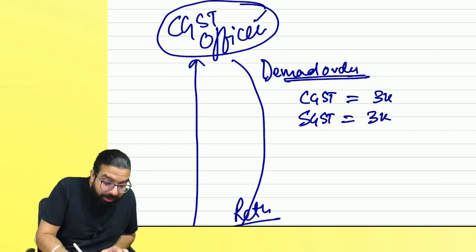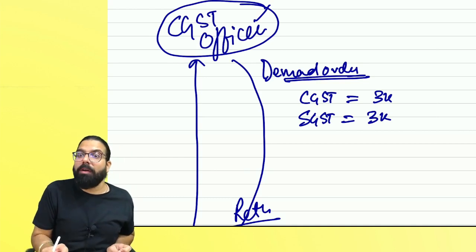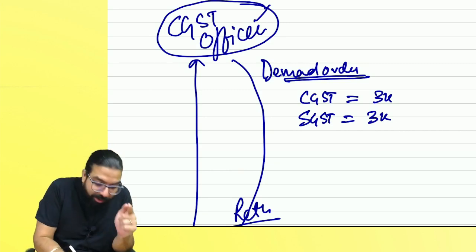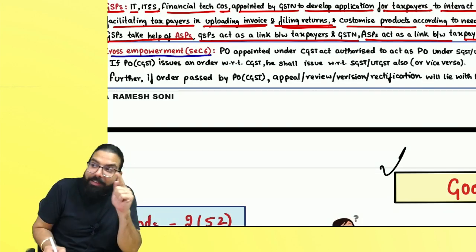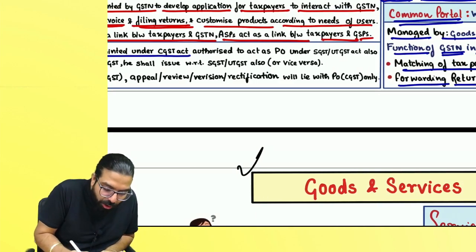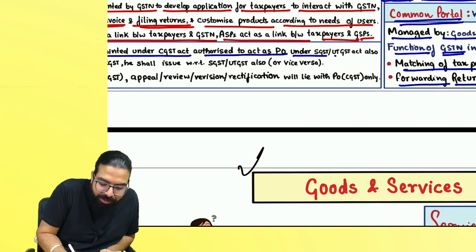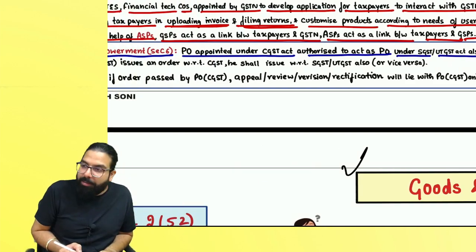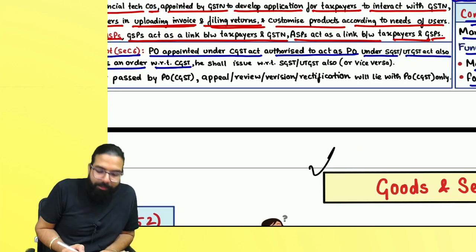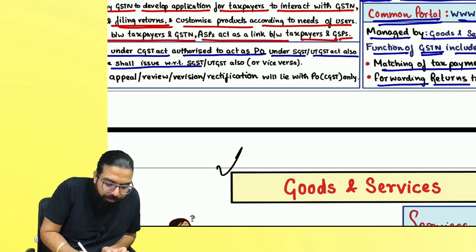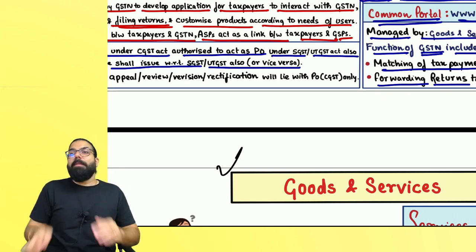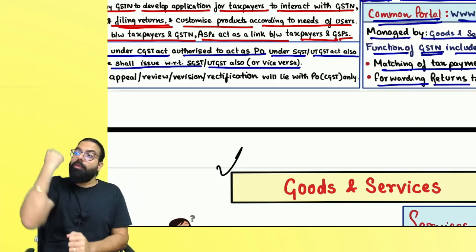Sir, he is a CGST officer. Who gave him the power to demand SGST from me? He should demand only CGST. So section number 6 gave him the power. Section number 6 says the proper officer appointed under CGST is also authorized to act as proper officer under SGST or UTGST. Are we clear, everyone? If the proper officer issues an order with respect to CGST, he shall issue an order with respect to SGST or UTGST or vice versa.